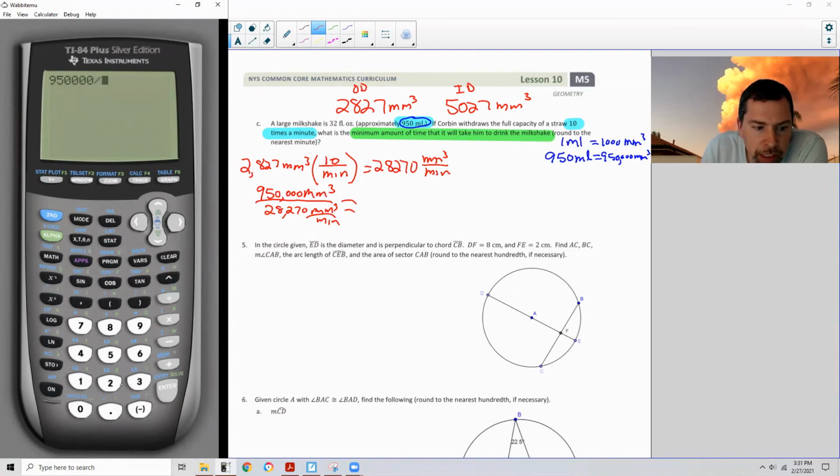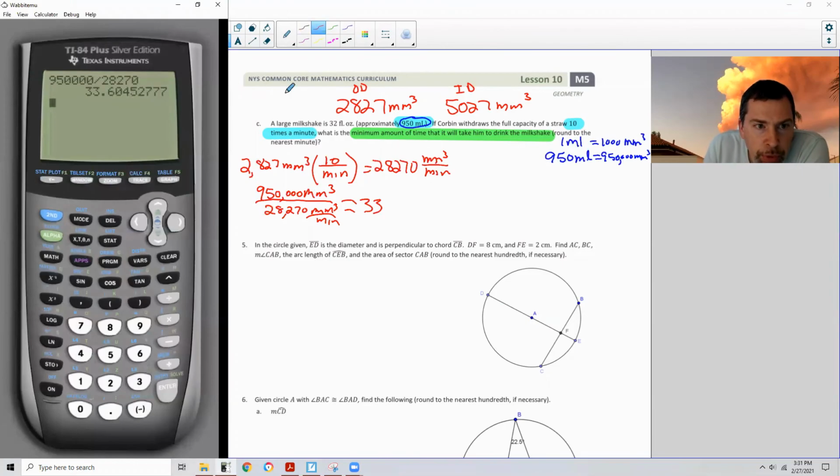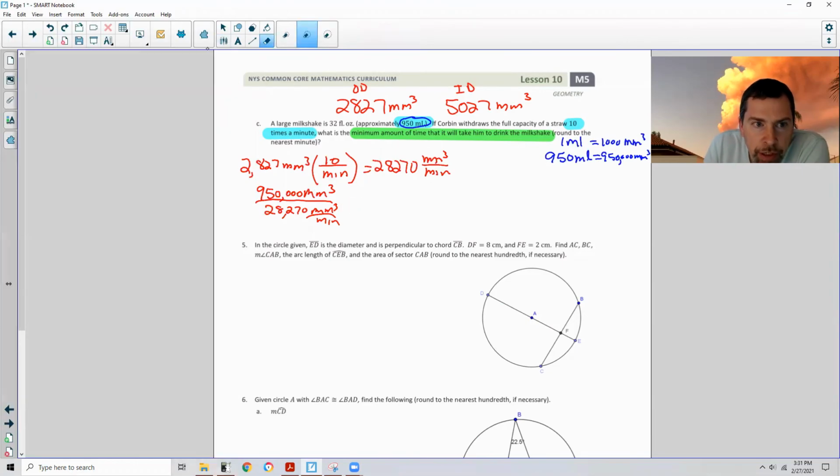Okay, so this is going to equal 950,000 divided by 28,270 equals 33.6. And it says round to the nearest minute, so 33.6 would be an approximation of 34 minutes. Because the cubic millimeters cancel, we're left with the unit of minutes. Okay, that was for if we were thinking that the 4 millimeter diameter was the outside diameter.